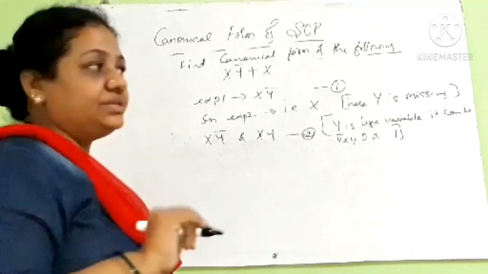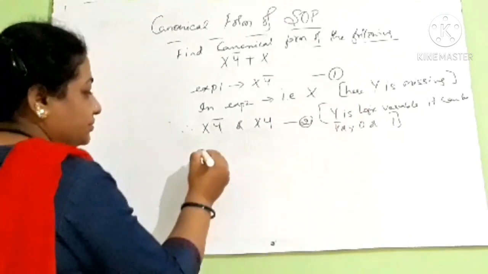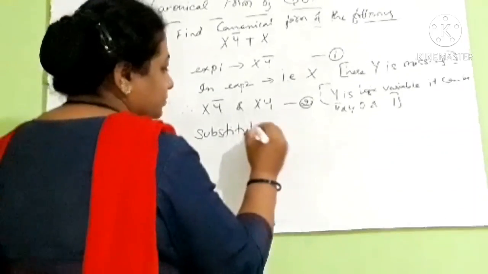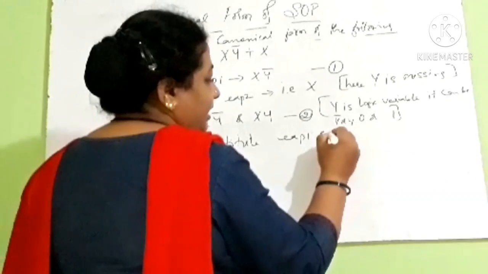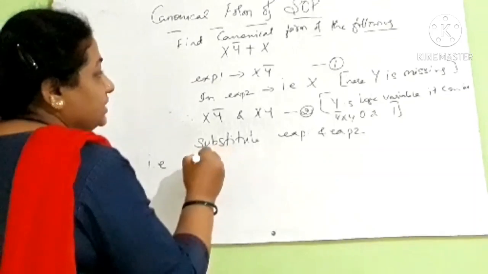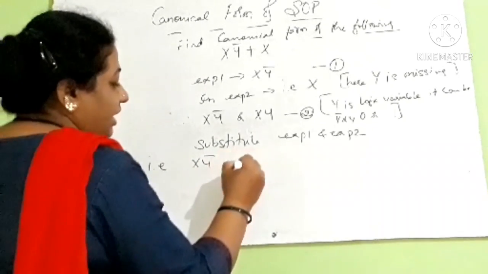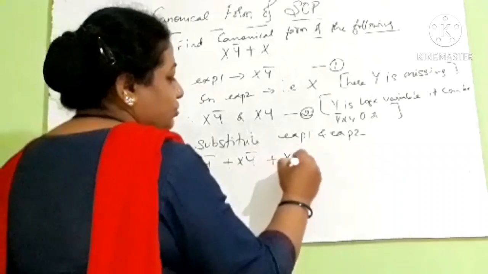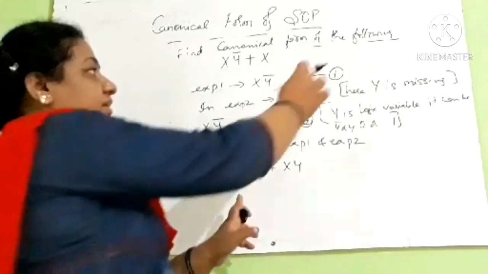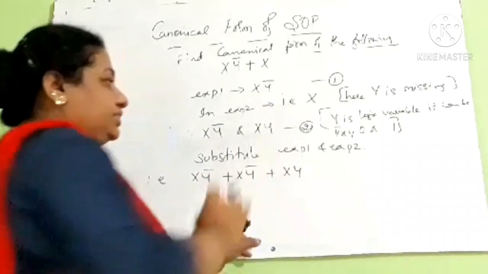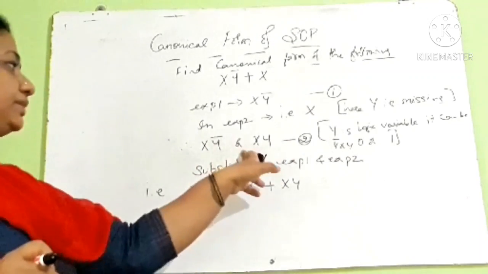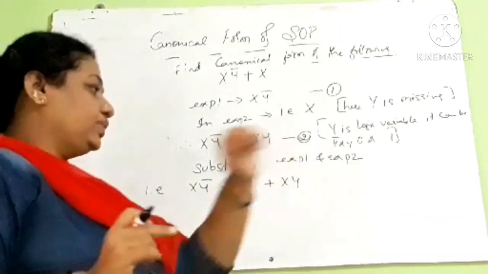Now we will substitute expression 1 and expression 2. So that is x y bar plus x y bar plus x y. Expression 1 is x y bar and expression 2 is x y bar and x y.